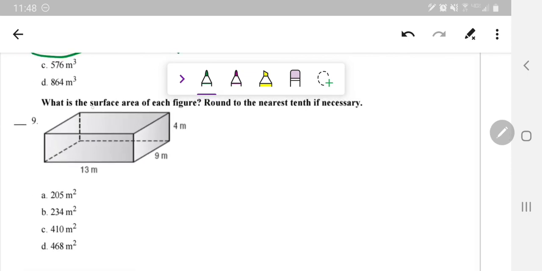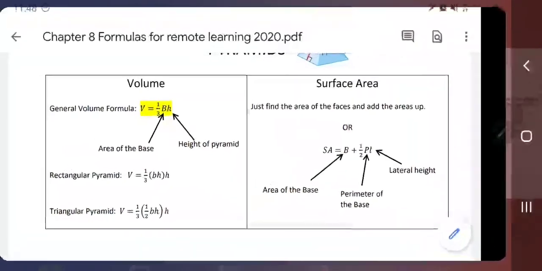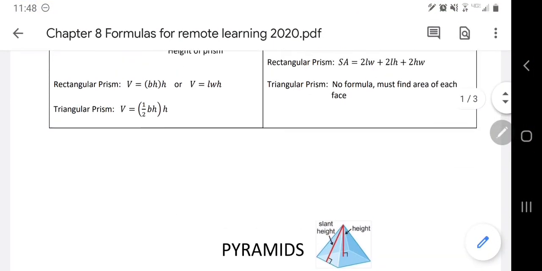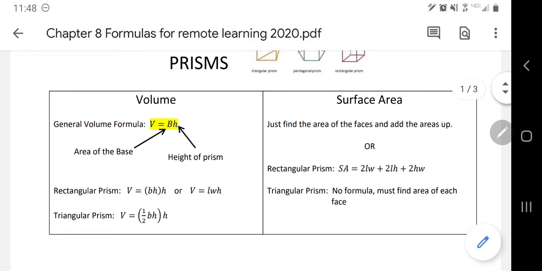All right. Now we're on to surface area of each figure. So that's a two-dimensional measurement. Let's go look at our formula sheet. Okay. We're in the pyramid section now, so we don't want that. We want prisms. And we're going over here to the surface area box. And we have a rectangular prism, so we're going to use that formula there for rectangular prism.